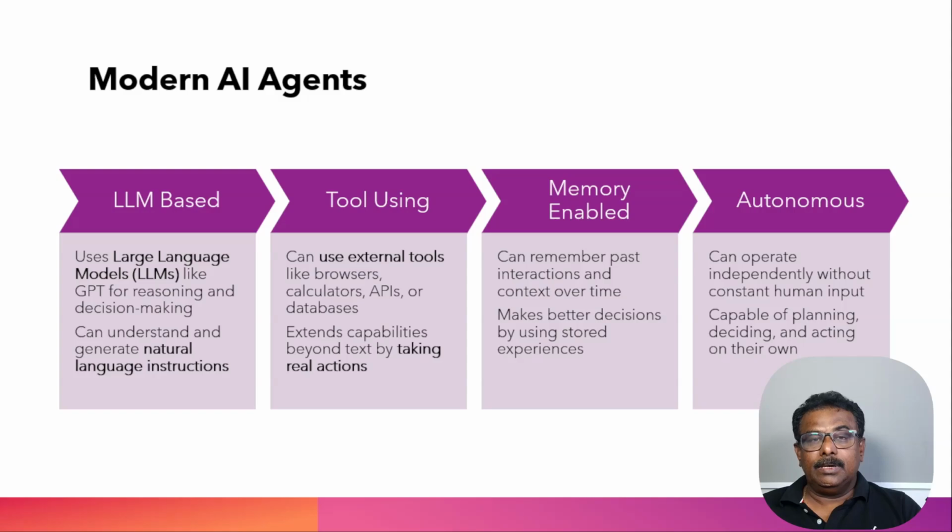And modern AI agents are memory enabled. They can understand the conversation, so that the subsequent queries can be based on the conversation you have already had. And they are autonomous. There is no need for human intervention. They can work on their own.